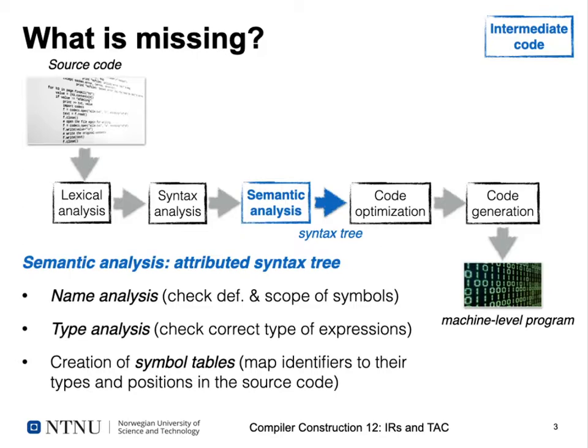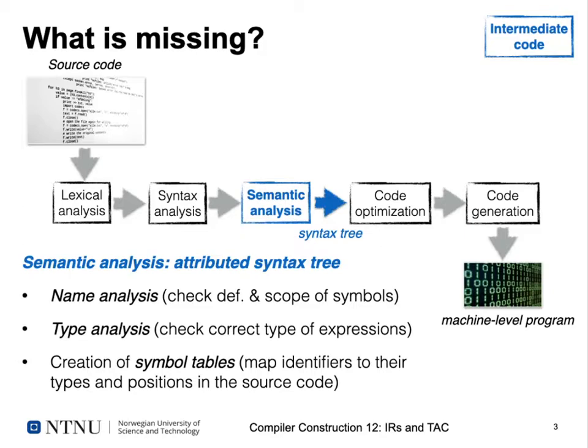So what's missing from our compiler? We have covered lexical analysis, syntax analysis, and semantic analysis so far, and our semantic analysis has left us not only with a syntax tree, but with what we've called an attributed syntax tree. So in addition to the structure of our program that was reconstructed and represented in our syntax tree, we now have a name analysis, so we know the definition and scope of symbols in our program. We have a type analysis, so we can check the correct type of expressions and assignments. And we have also created symbol tables.